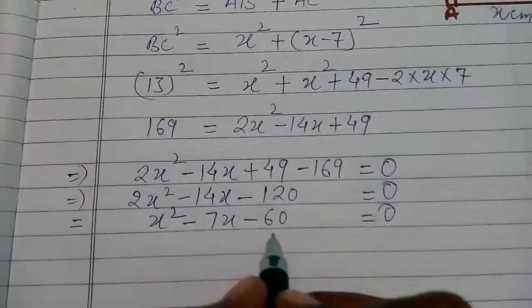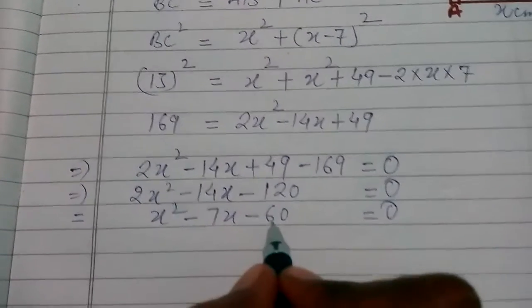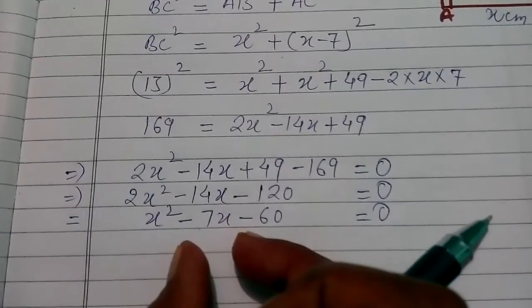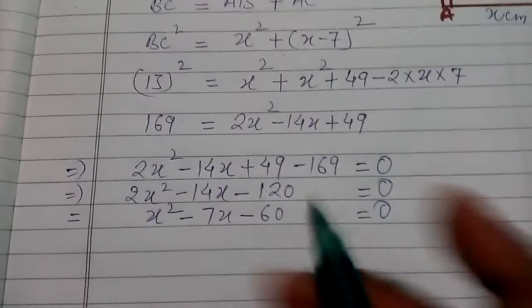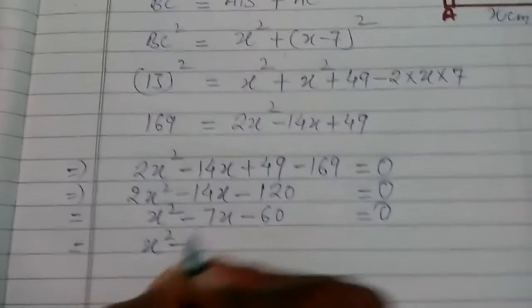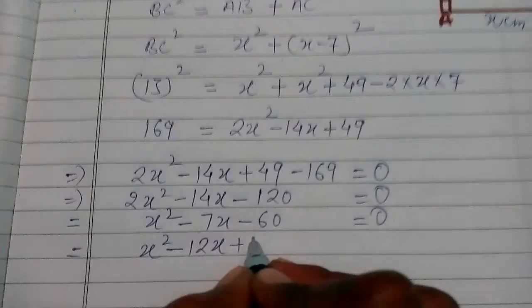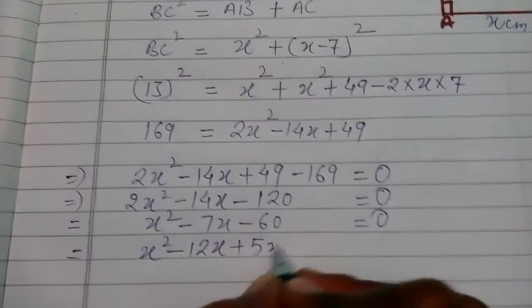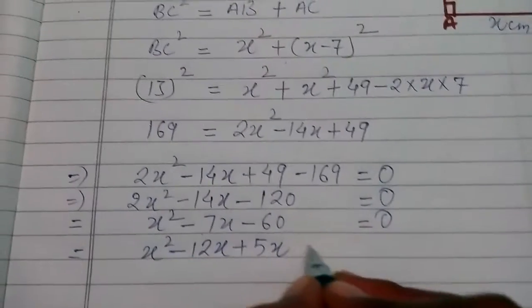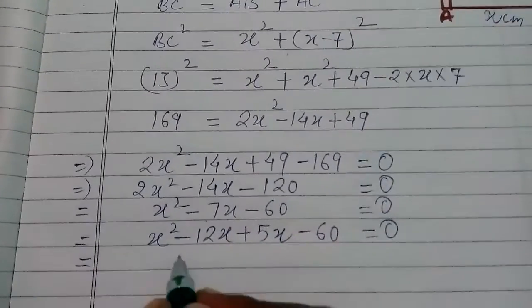Now you have to factorize this, and to factorize this you have to think of the number which when multiplied you get minus 60, and when added or subtracted you get minus 7x. So I think 12 fives are 60, so this will be equal to x square. How can I write this minus 7x? I can write this as minus 12x plus 5x. Okay, because minus 12 plus 5 is minus 7, and minus 60 as it is. You know how to find the factors by splitting the middle term.